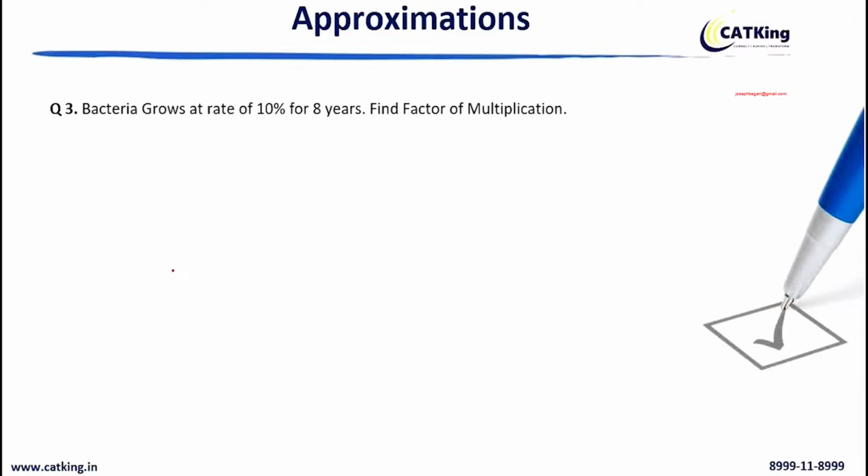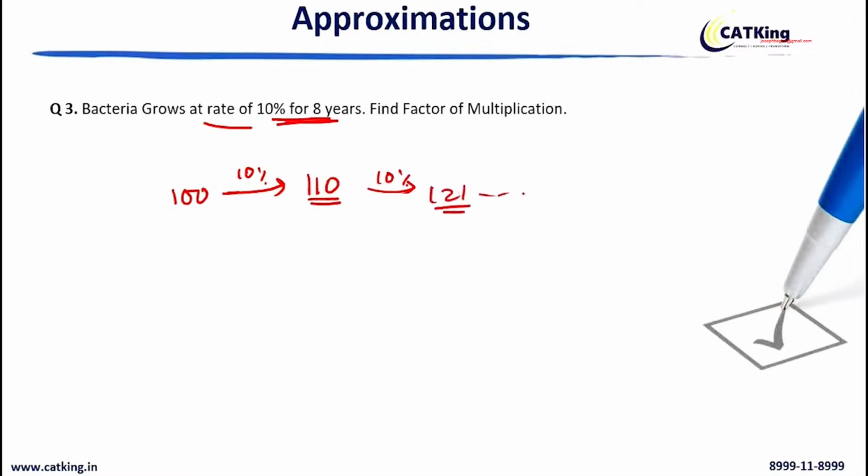Bacteria grows at a rate of 10% for 8 years. Find the factor of multiplication. Say it was 100. It grows at a rate of 10%, it became 110. Again it grows at 10%, and it became 121, and so on. So every time it is getting multiplied by a factor of 1.1. Obviously 100 into 1.1, this into 1.1, right? So what's the factor of multiplication? 1.1 to the power 8. That is what they are asking you to calculate.